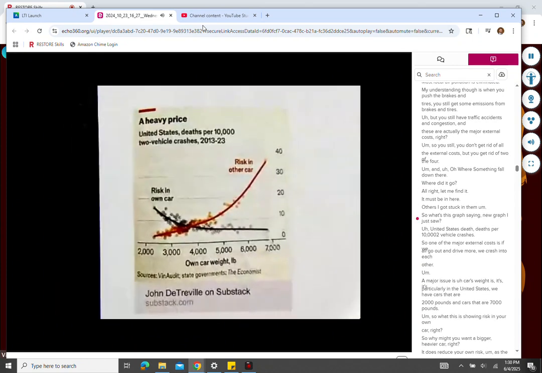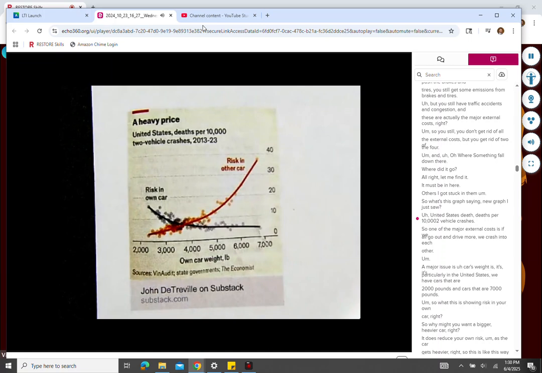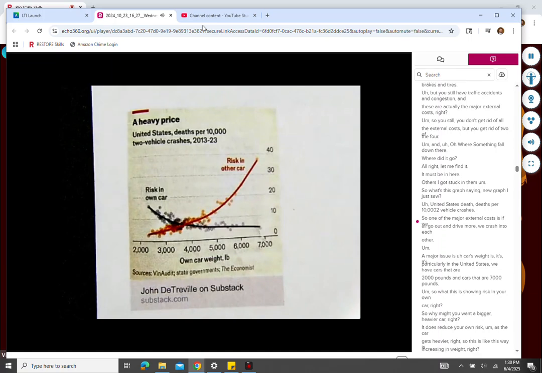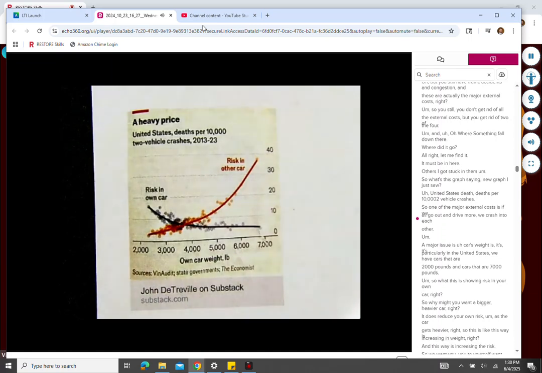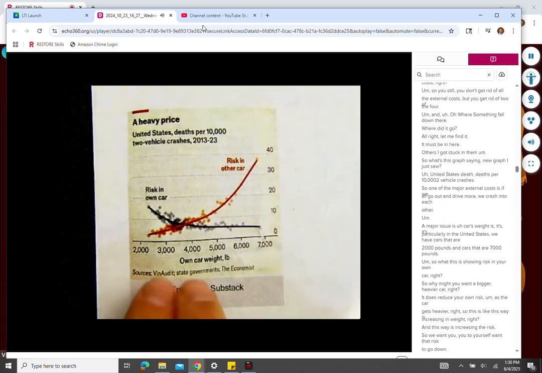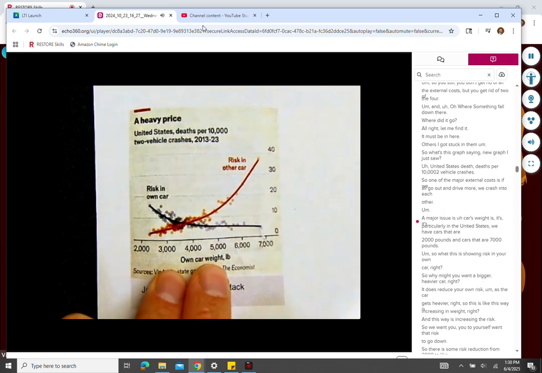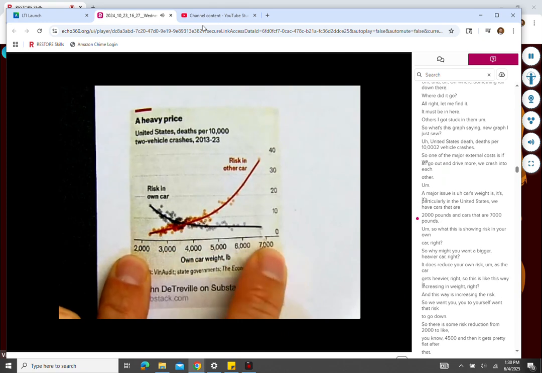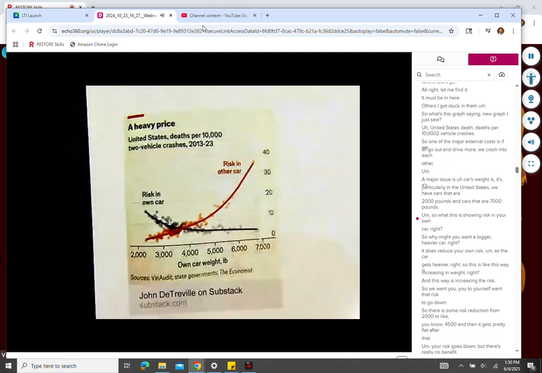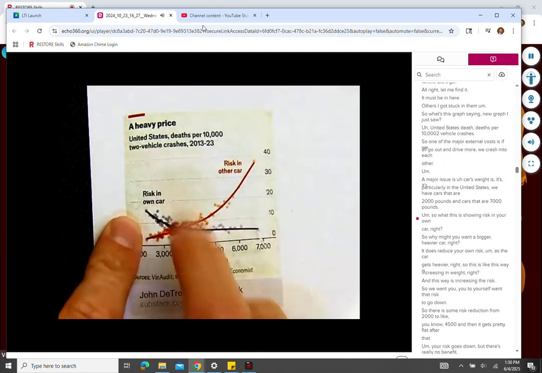So what's this graph saying? New graph I just saw. United States deaths per 10,000 vehicle crashes. So one of the major external costs is if we all go out and drive more, we crash into each other. A major issue is cars' weight. It's particularly in the United States, we have cars that are 2,000 pounds and cars that are 7,000 pounds. So what this is showing is risk in your own car.